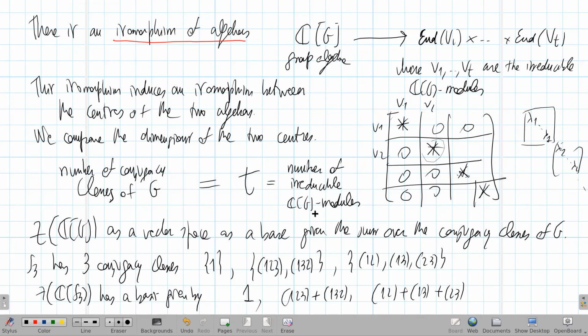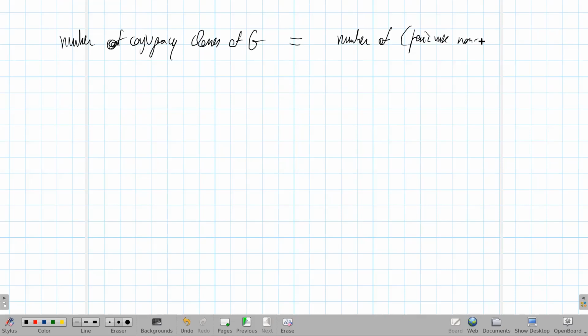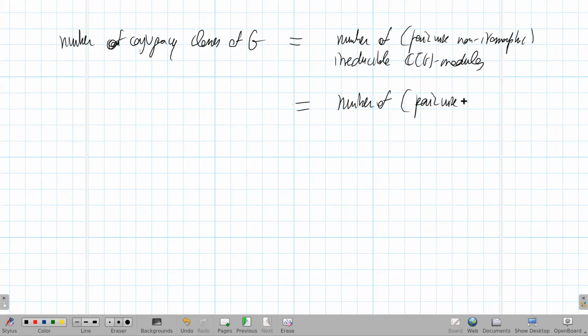There are a number of irreducible CG modules. Since this is important, we rewrite it. So the number of conjugacy classes of G equals the number of, let's say, pairwise non-isomorphic, just to be clear, irreducible CG modules, which is the same, by the equivalence that we saw between modules and representations, as the number of, once more, pairwise non-isomorphic irreducible representations of G.